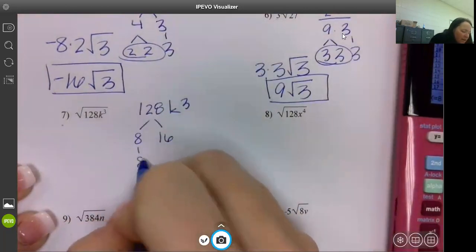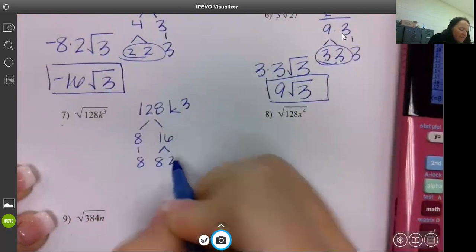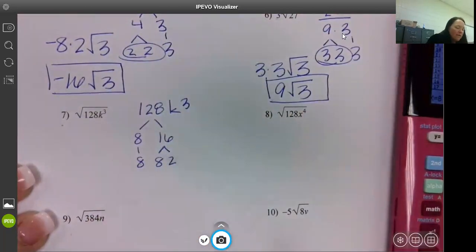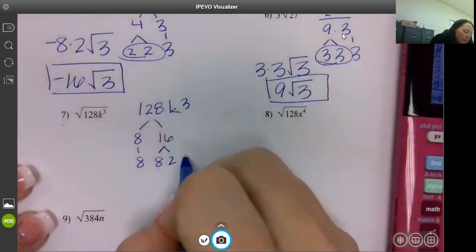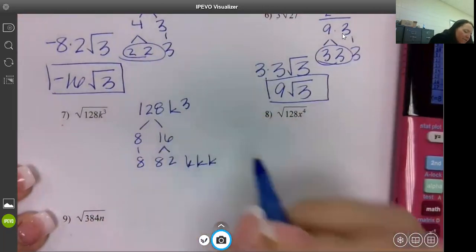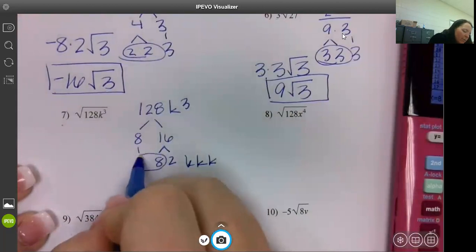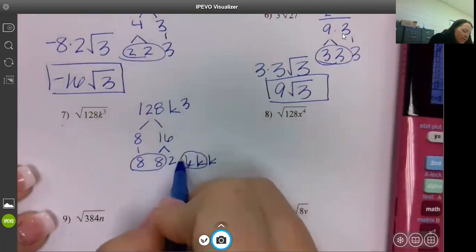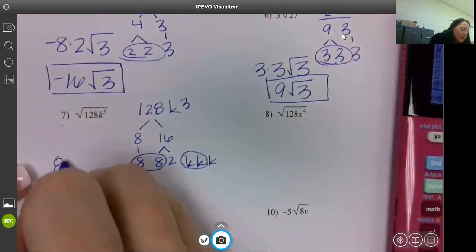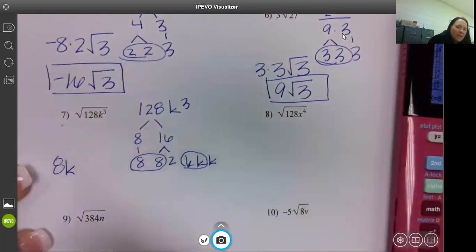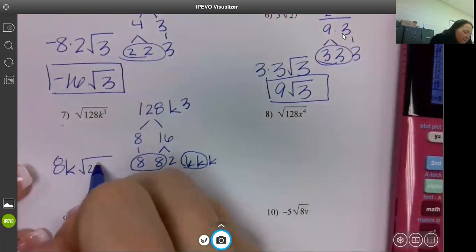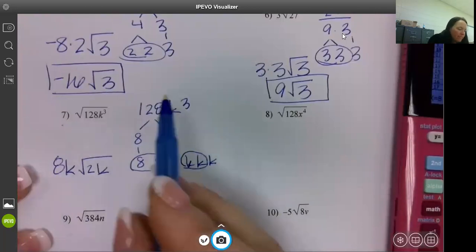Here's why it's good. I'm going to bring that 8 down because 16 is 8 and 2. So I already have a pair. But I also have 3 k's, so don't forget those. So I have a pair of 8s and a pair of k's. So they're going to come outside. And then I left a 2 and a k.